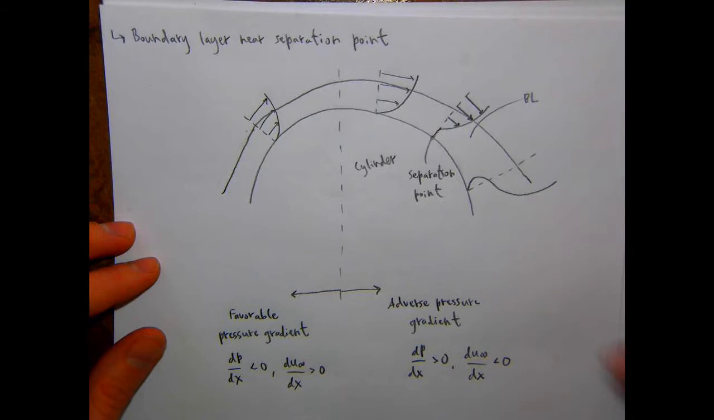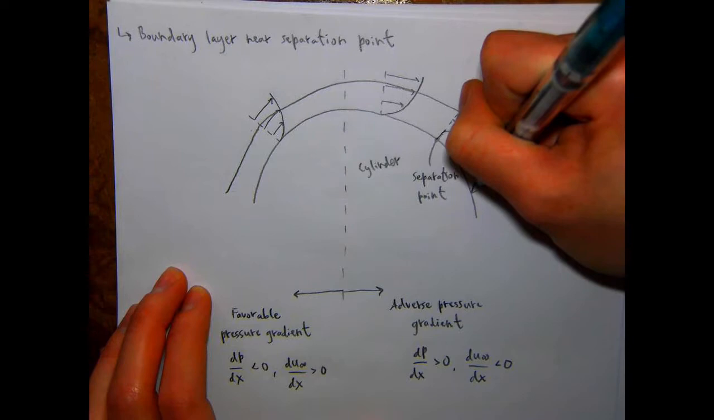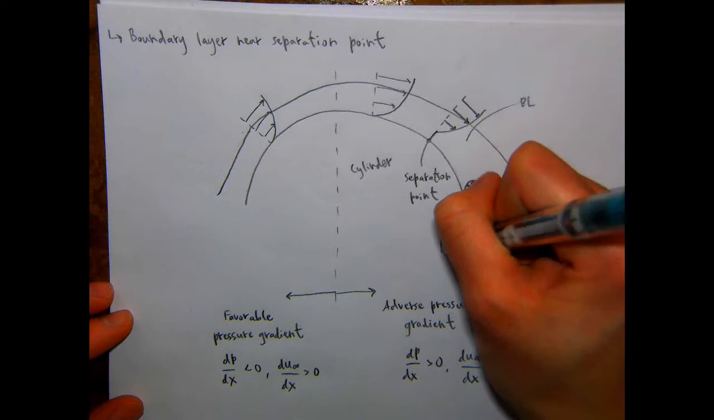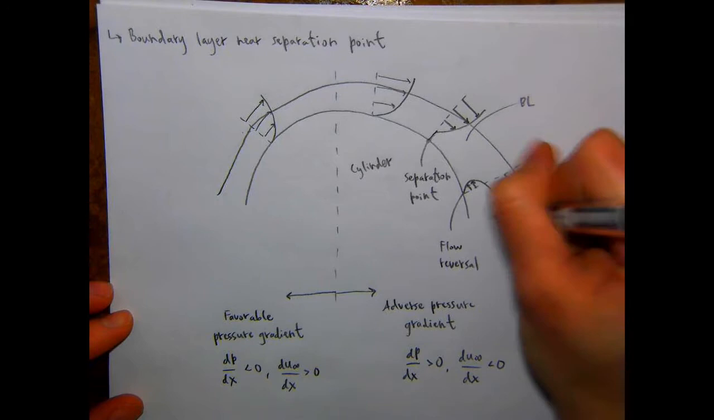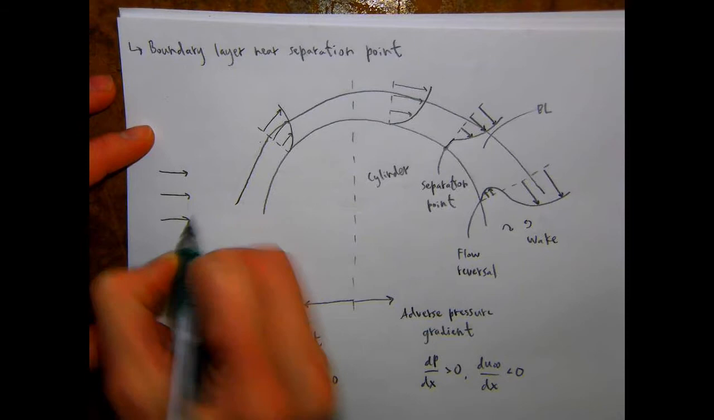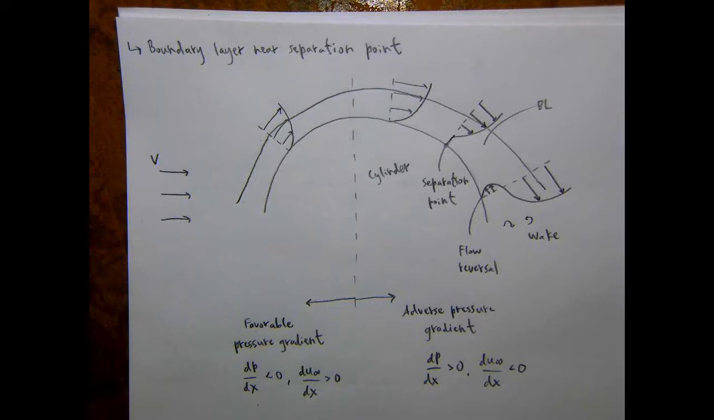You actually have some flow reversal down here, which is what gives rise to those vortices in the wake. So this is flow reversal. And then you've got vortex formation and the wake downstream of that. Okay. To be extra clear, we're going from left to right here. Let's put our upstream velocity on the left there. Questions about that?